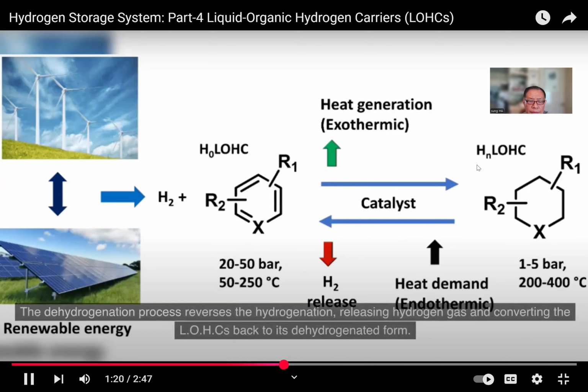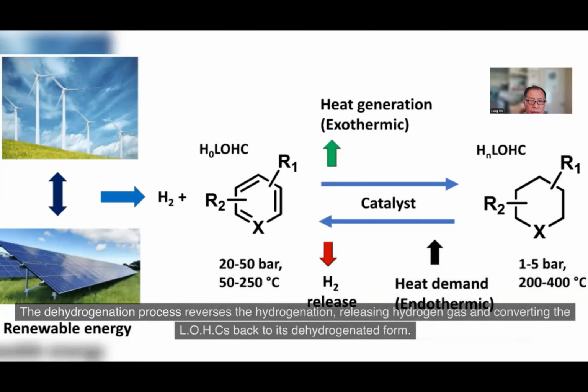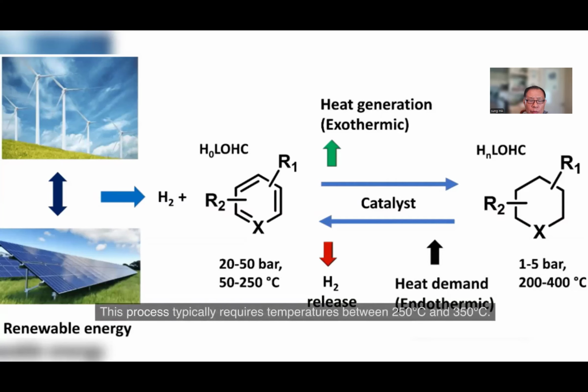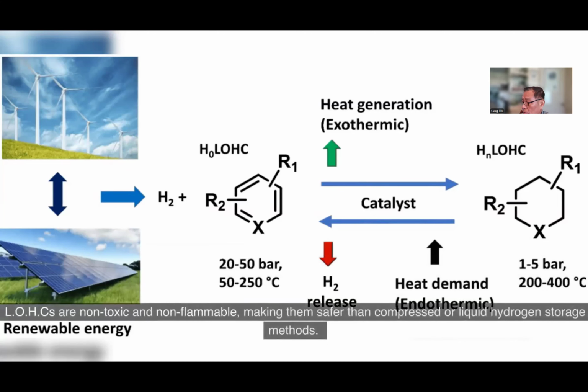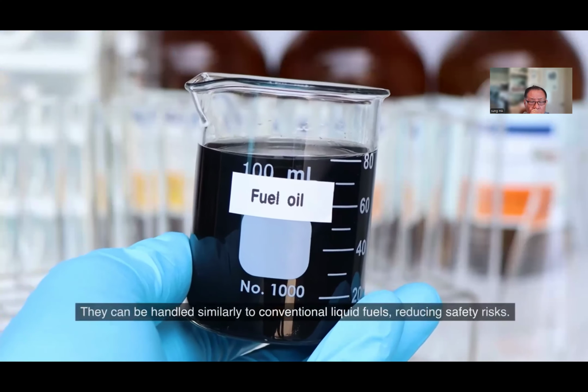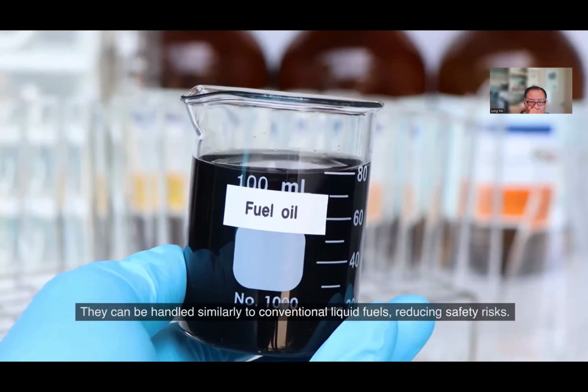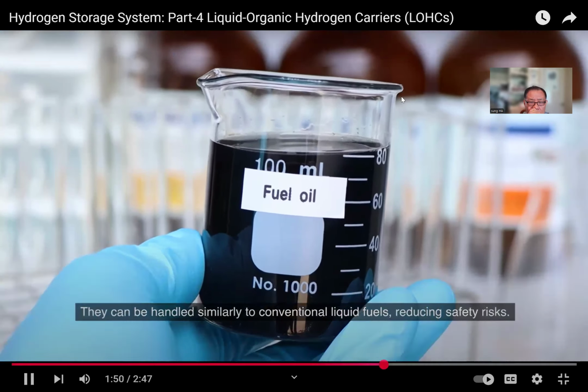The dehydrogenation process reverses the hydrogenation, releasing hydrogen gas and converting the LOHCs back to their dehydrogenated form. This process typically requires temperatures between 250 degrees Celsius and 350 degrees Celsius. LOHCs are non-toxic and non-flammable, making them safer than compressed or liquid hydrogen storage methods. They can be handled similarly to conventional liquid fuels, reducing safety risks.